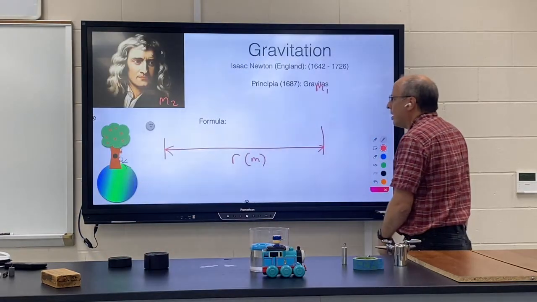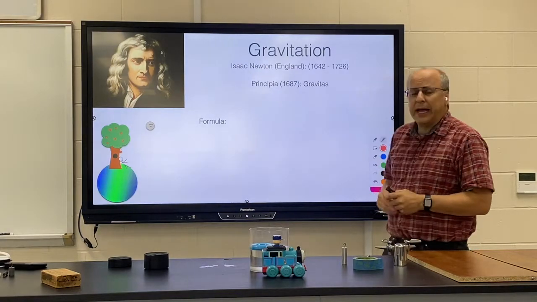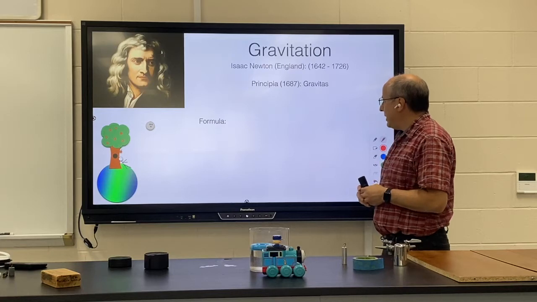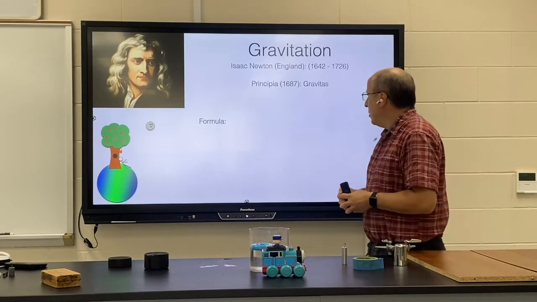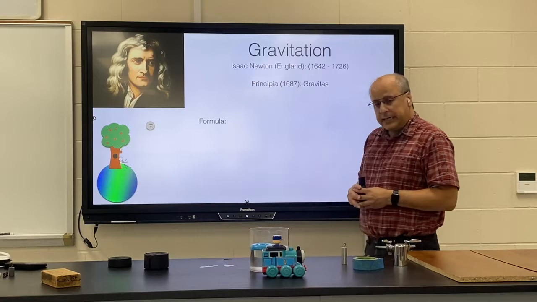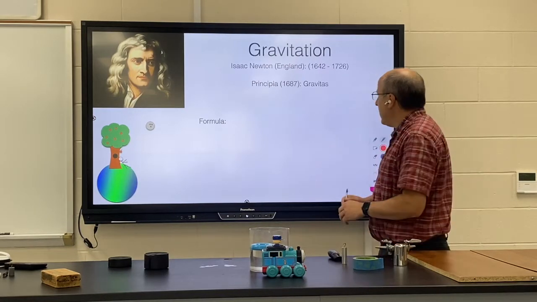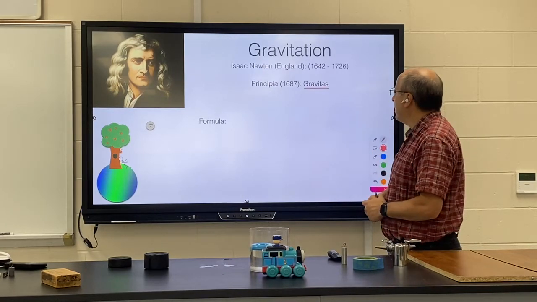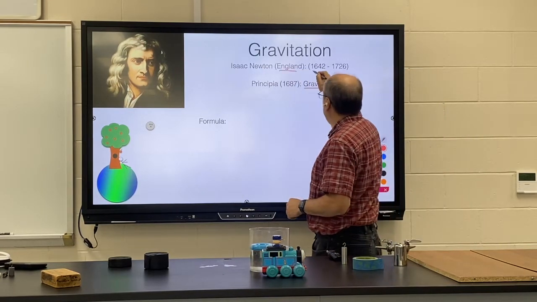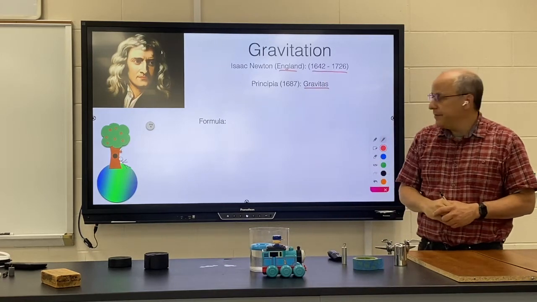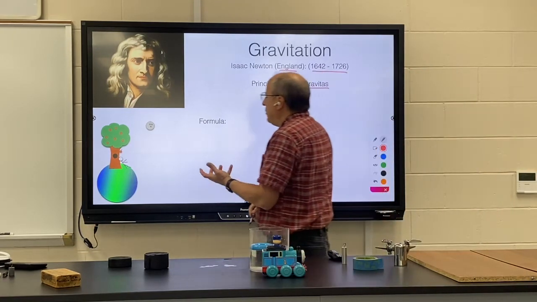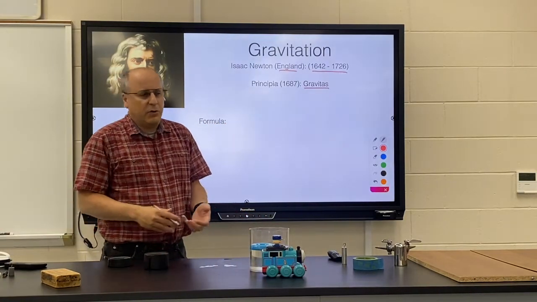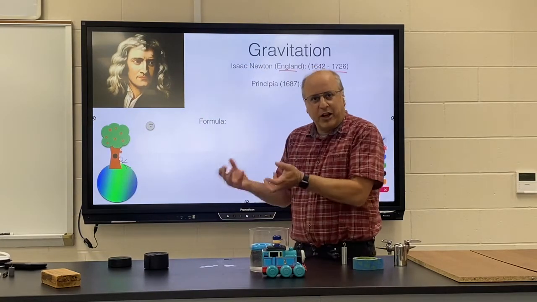Okay? This was first discovered by Isaac Newton, and you can see he published this idea of gravity in his book called The Principia, which was published in about 1687. He named this phenomenon gravitas, okay? You can see Newton was from England, and you can see the years that Newton was alive. What Newton realized, because after all, everybody knew gravity existed, it wasn't like he invented gravity or discovered gravity.